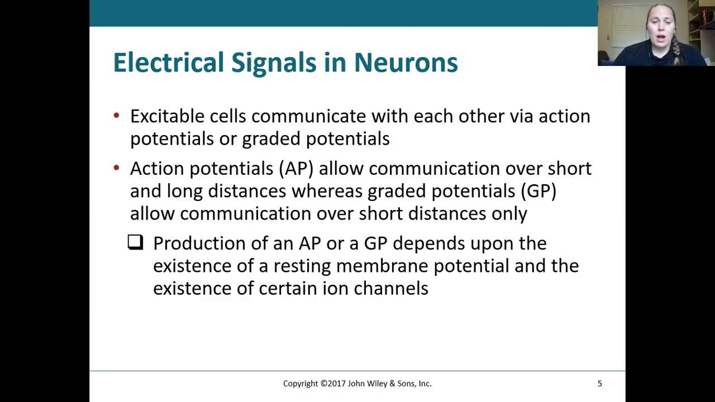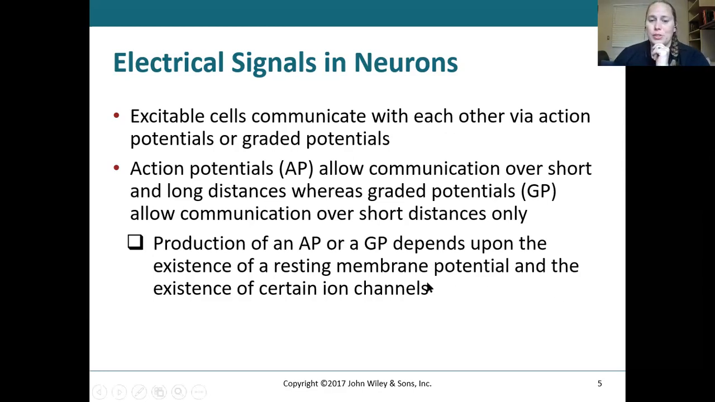For short distances, we have graded potentials. Graded potentials are sub-threshold potentials, and we'll talk about that, meaning they don't necessarily hit that little mark at which an action potential needs to fire.